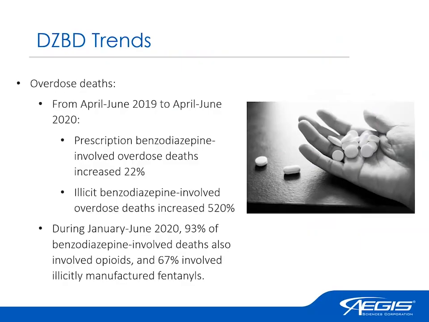From April to June of 2019 to April to June in 2020, prescription benzodiazepine-involved overdose deaths increased by 22%, and illicit benzodiazepine-involved overdose deaths increased 520%. Other risks involve the concurrent use of designer benzodiazepines along with other prescribed or illicit drugs. During January to June 2020, 93% of benzodiazepine-involved deaths also involved opioids, and 67% involved illicitly manufactured fentanyls.